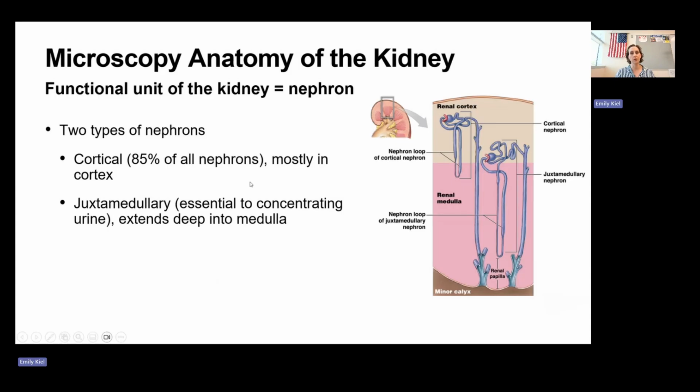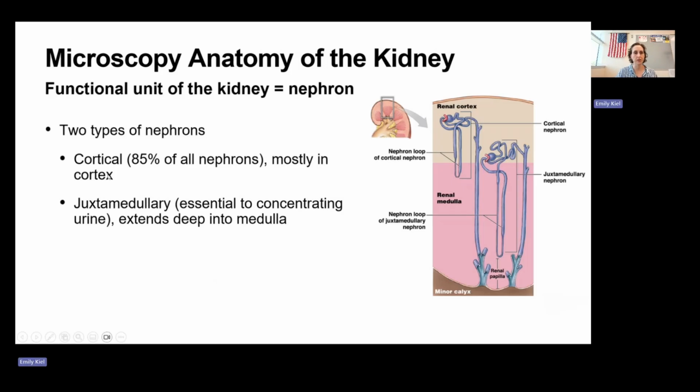The first type is a cortical nephron, and that is most of our nephrons. These are really just in the cortex. You can see here the thin and thick loop may dip into the renal medulla, but most of it is in the cortex before it drains to that renal papilla. You also have these juxtamedullary nephrons, and these are really important to keeping urine concentrated. Most of that loop is in the medulla, and that's going to help conserve water through osmotic gradients.